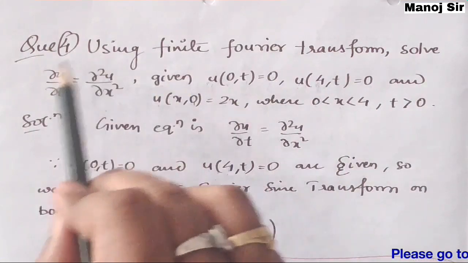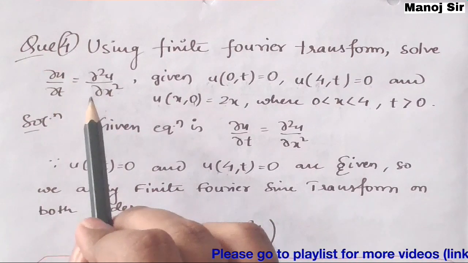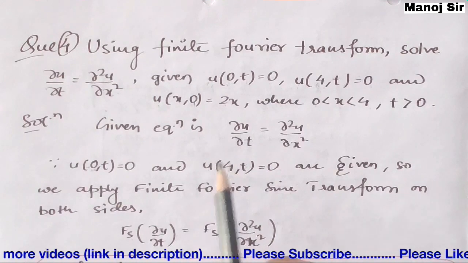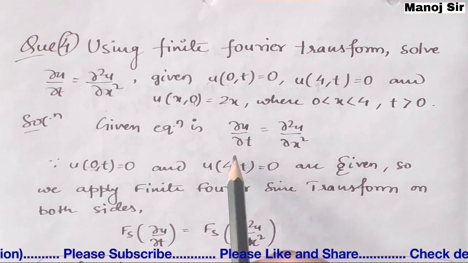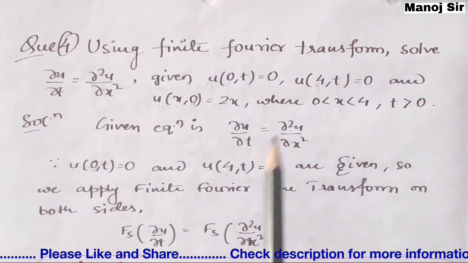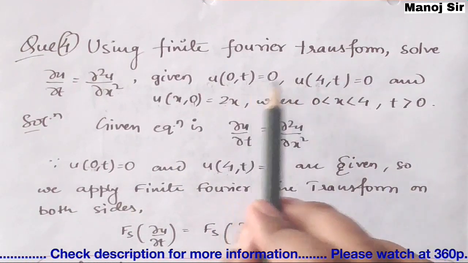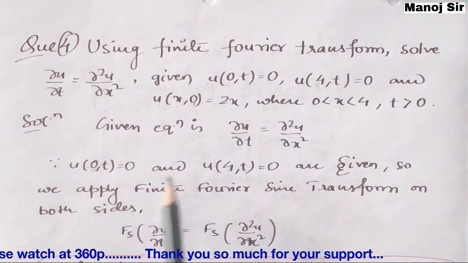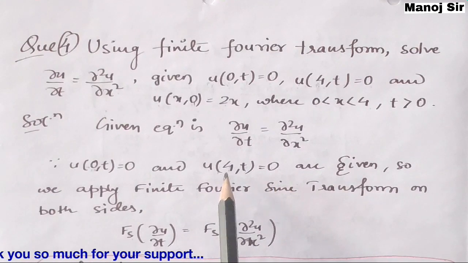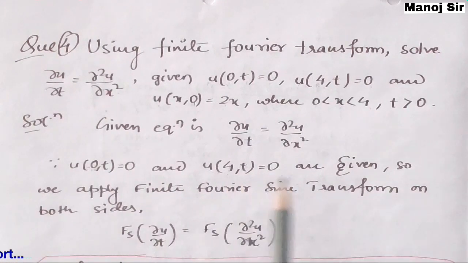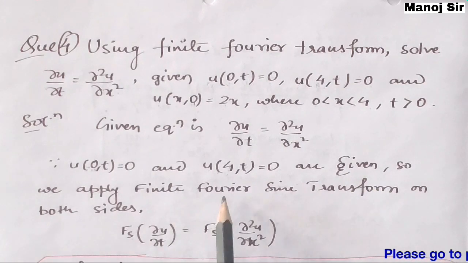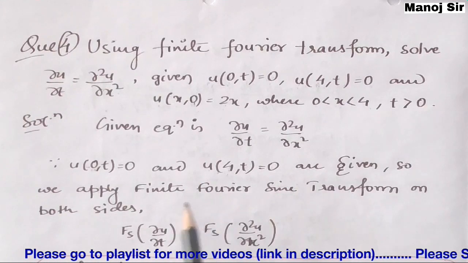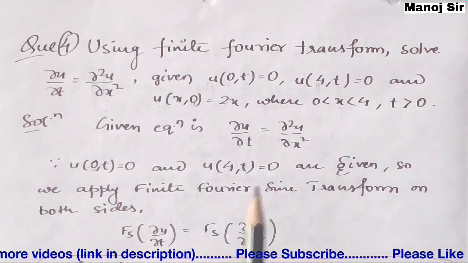So this is my equation, and I need to find the finite Fourier transform for it. The given equation is del u upon del t equals del square u upon del x square. Since these two conditions are given, that is u equal to 0 at x equal to 0 and u equal to 0 at x equal to 4, we are going to apply the finite Fourier sine transform.